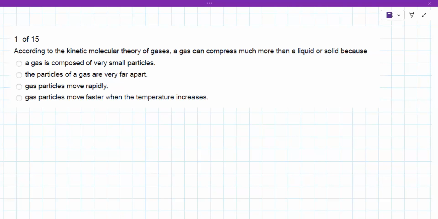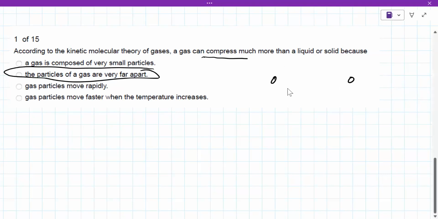The reason they can compress more is that they are very far apart. Okay, I guess that makes sense. If there's a lot of room between something, it's like when you're packing, you start compressing things down and you get more stuff in the box. Okay, that's kind of my best guess. Yeah, that's what it says. Gas particles are very far apart.